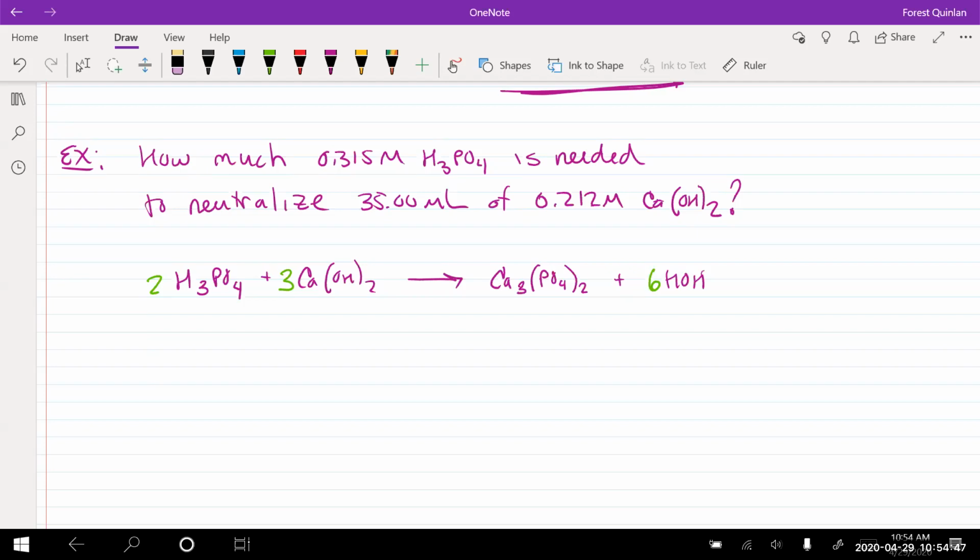So if I'm trying to find out how much of a liquid, what type of unit am I probably looking for? Liters. So I'm looking for the volume.